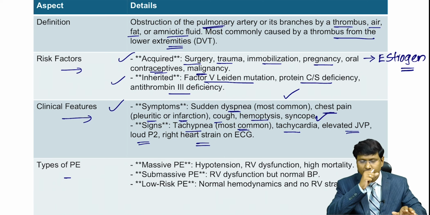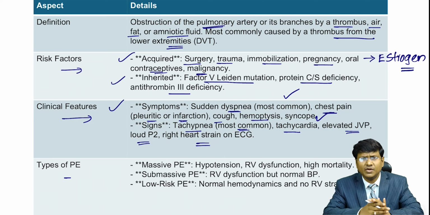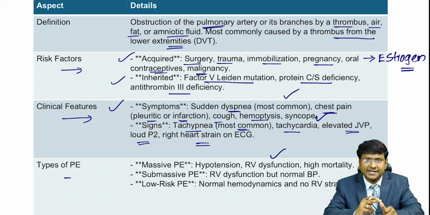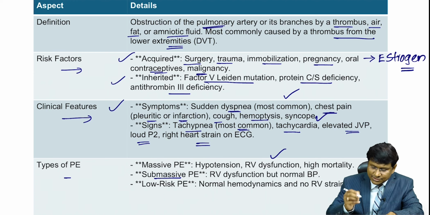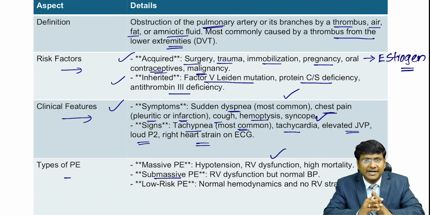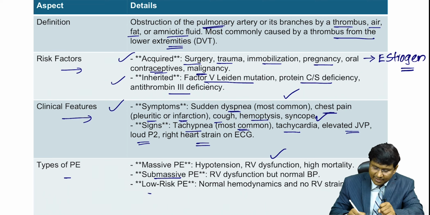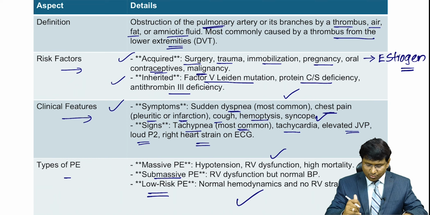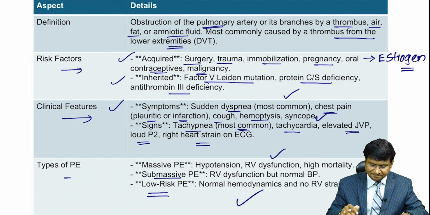Then if you take the types of pulmonary embolism, in cases of massive pulmonary embolism, these patients will have right ventricular dysfunction as well as hypotension, and that requires thrombolysis. Then in submassive pulmonary embolism, there will be right ventricular dysfunction with normal blood pressure, and they don't require thrombolysis, except that young individuals may require thrombolysis. And in low risk pulmonary embolism, there is no RV strain and there is normal hemodynamics, and these patients require heparin. So that is what you observe in case of low risk pulmonary embolism.